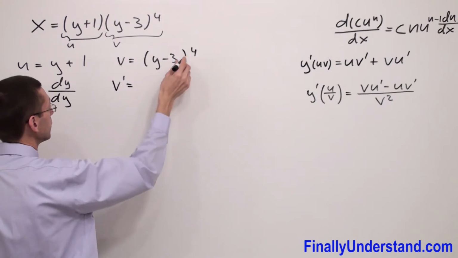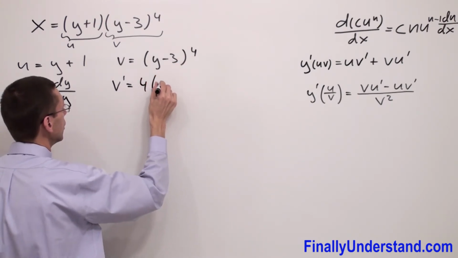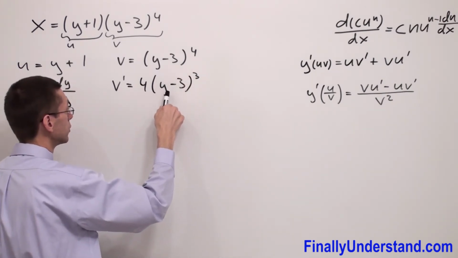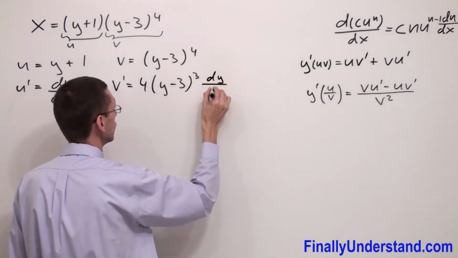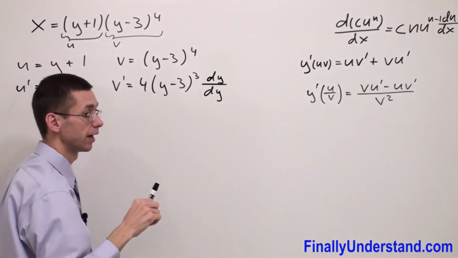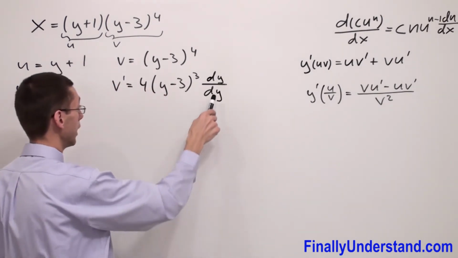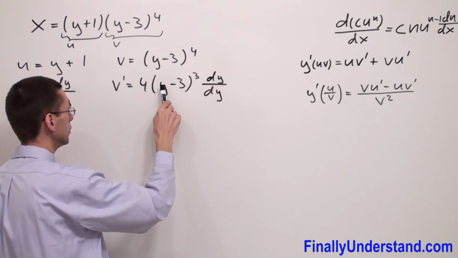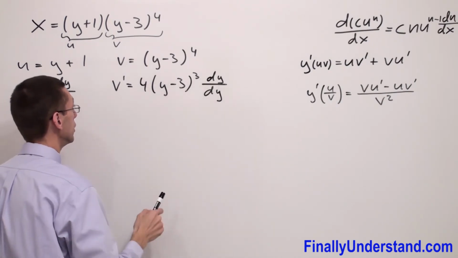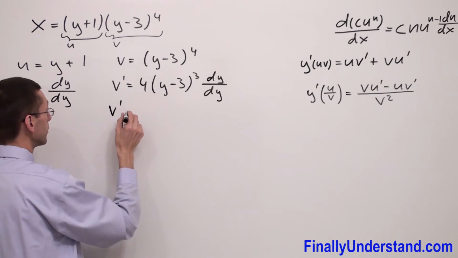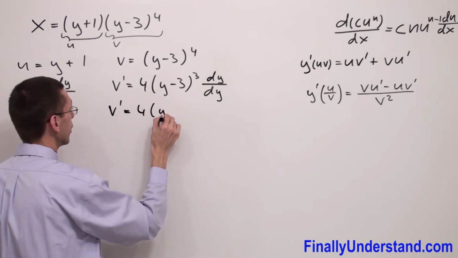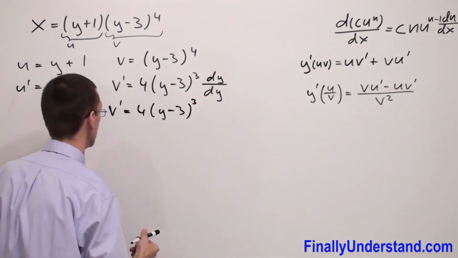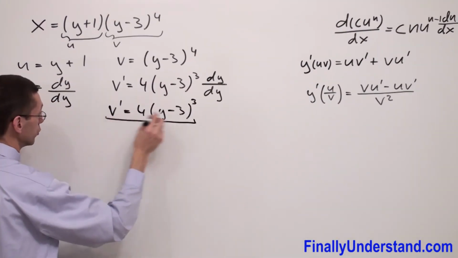v prime is equal to, for the exponent I have 4 times y minus 3 to the third power, and the derivative of the content of the parentheses. So I have dy over dy, because I have to find the derivative with respect to y. That's why I write y in the denominator, okay? y in the numerator, because I'm looking for the derivative of this y, okay? So dy over dy. So I have v prime is equal to 4 times y minus 3 to the third power, and dy over dy is equal to 1. I'm not going to write this one over here.